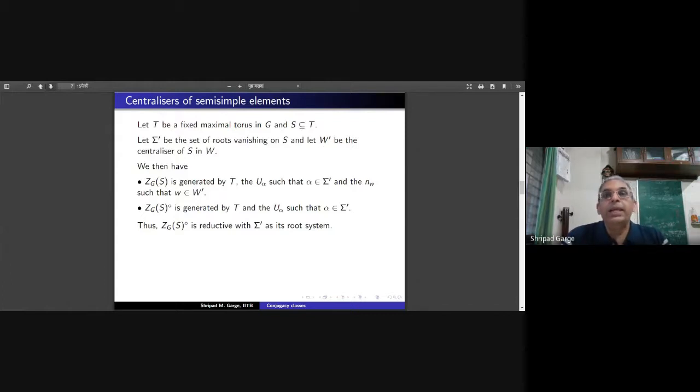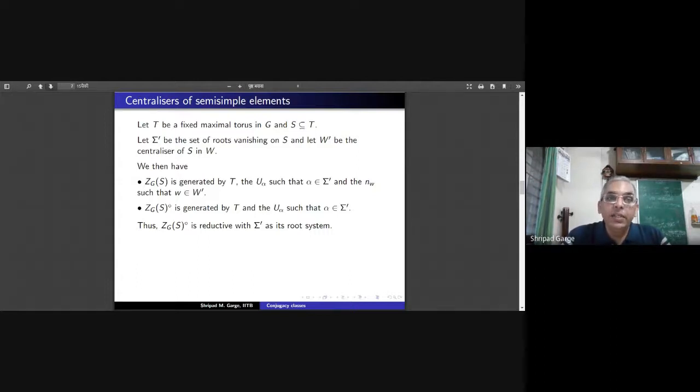And let W prime be the centralizer of S in W. So W is the normalizer of the torus. It will act by conjugation on the whole torus. But when we are given a subset S, we can look at all elements in W which act as identity on S. It's not sending S to itself. We are not looking at the normalizer of S. We are looking at the elements which are fixing each element in S.